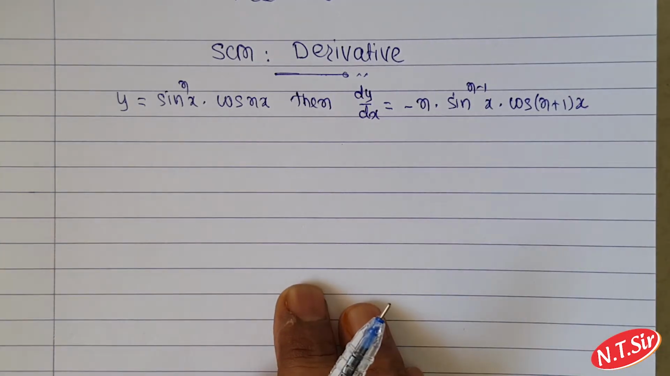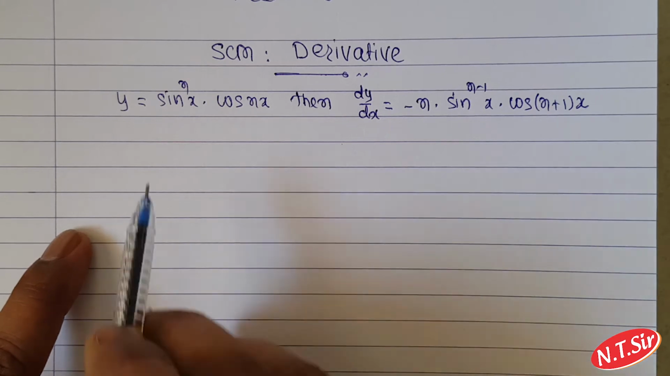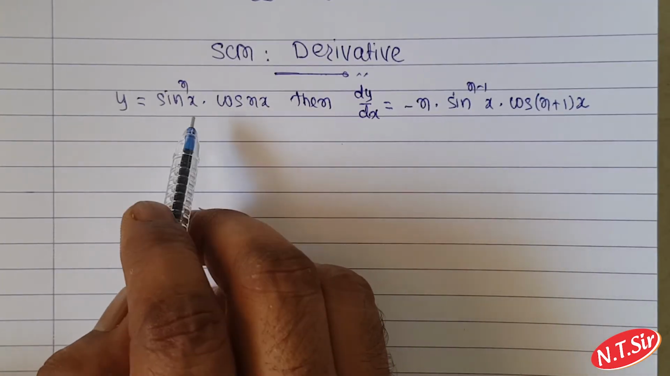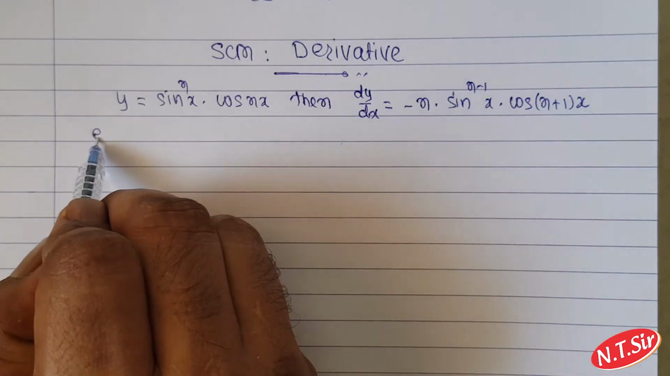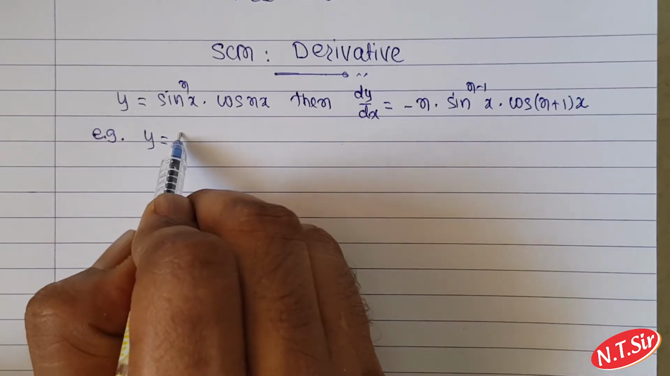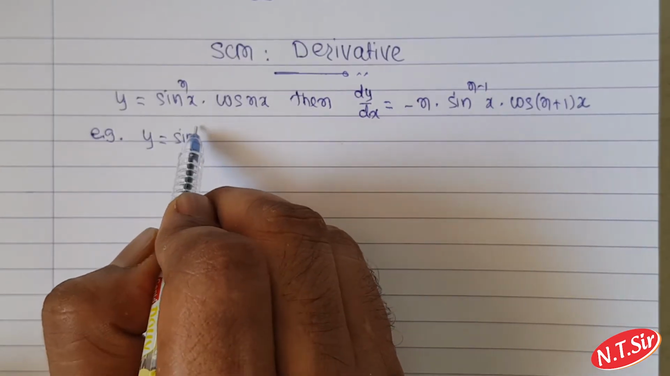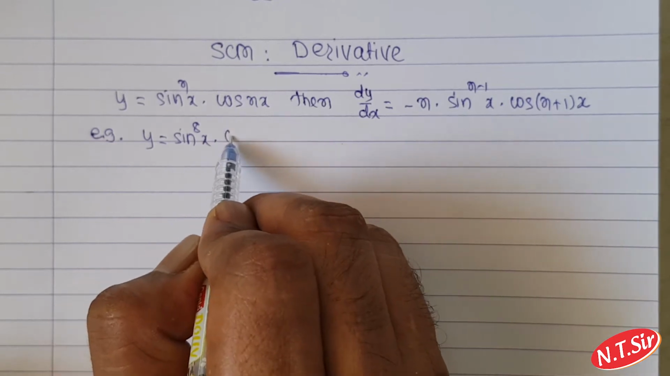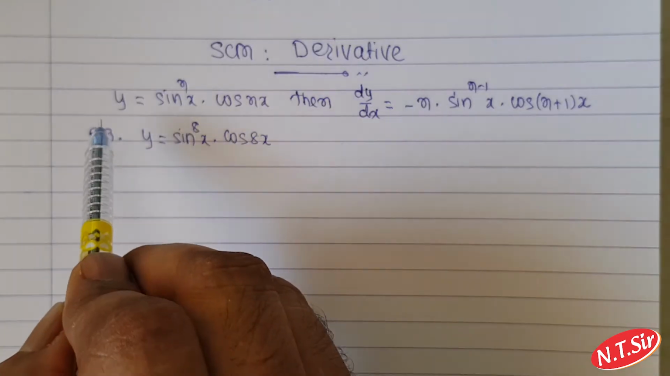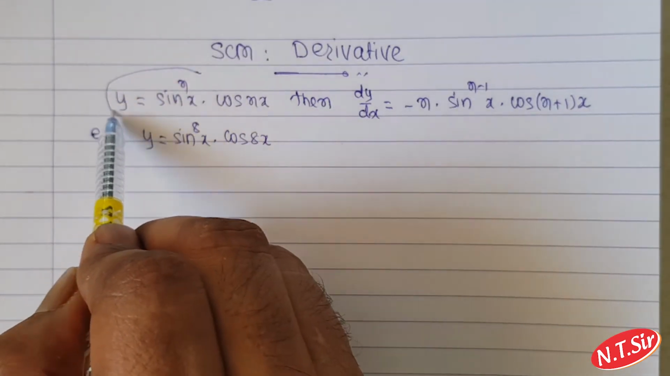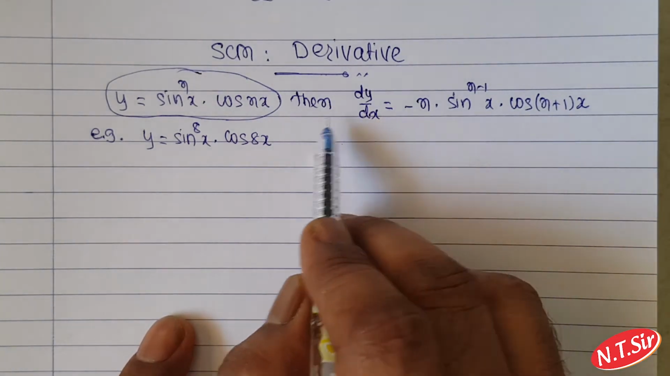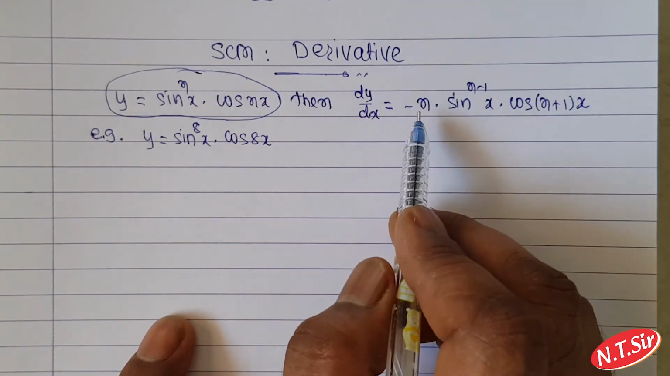So this is the derivative of a function given in this type of form. For example, suppose I am writing y = sin^8(x) cos(8x). So your formula is y = sin^n(x) cos(nx). Then the derivative is dy/dx = -n.